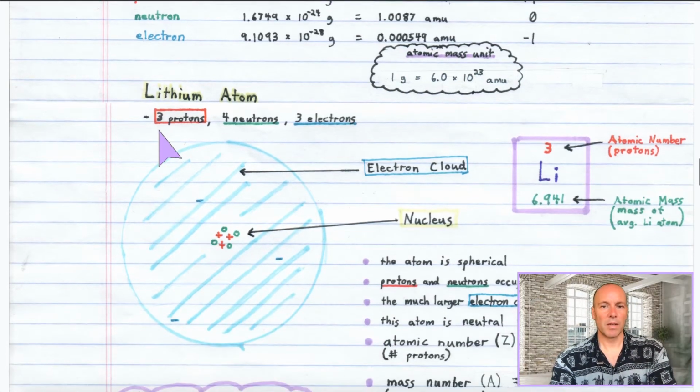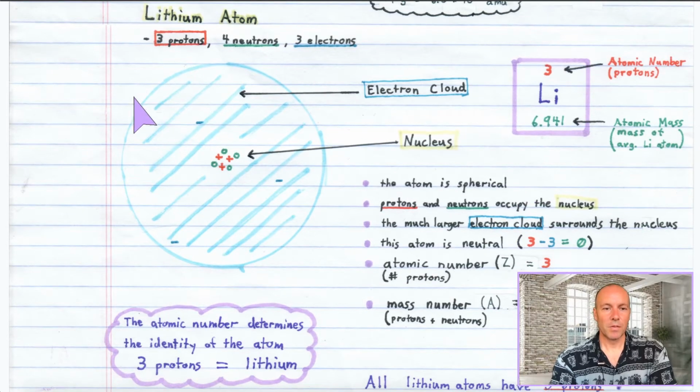As an example, let's look at a lithium atom. Here is a model of a lithium atom, and there are, in this model, 3 positive protons right there, 4 neutrons right there, 1, 2, 3, 4, and 3 electrons out there. Now, I've highlighted the protons because it's the protons that identify this as a lithium atom. Anything with 3 protons we call lithium, and all lithium atoms have 3 protons.